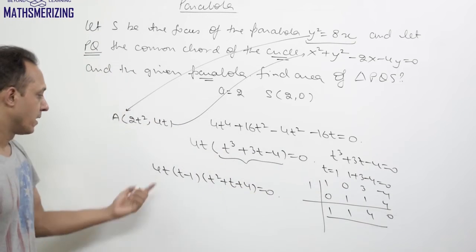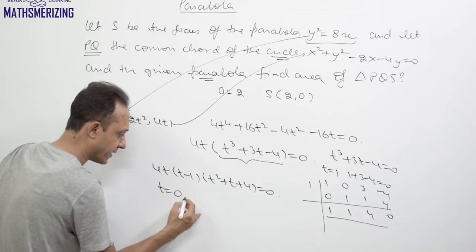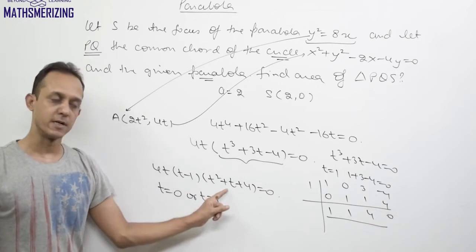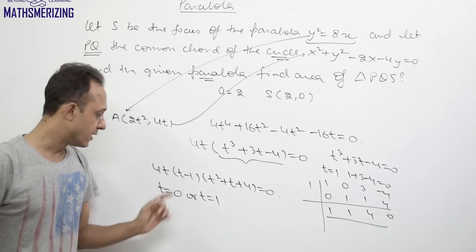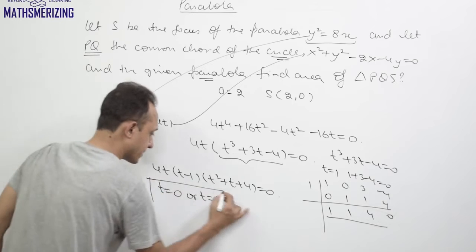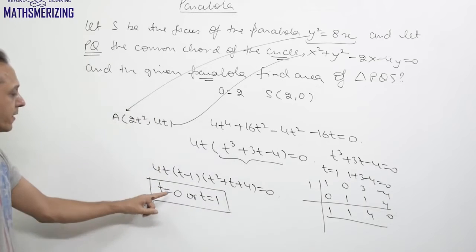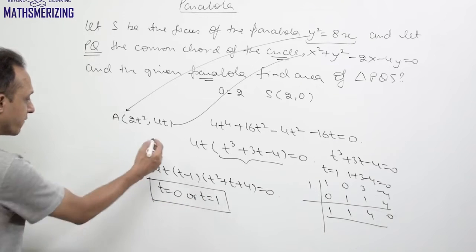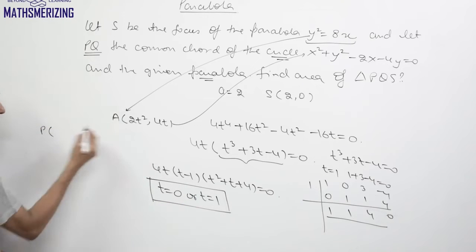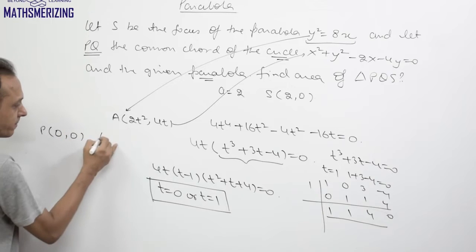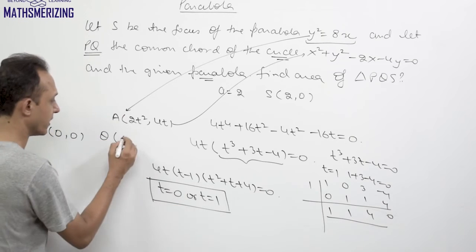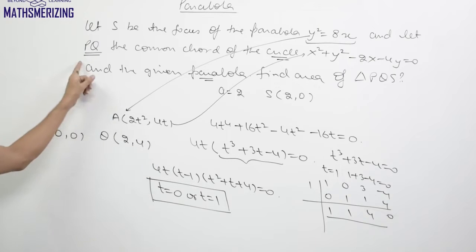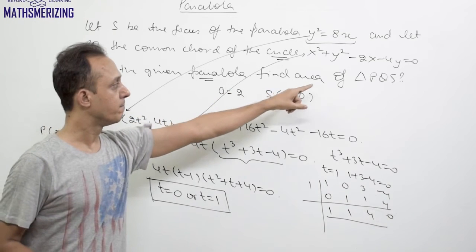Now the value of t can be either 0 or 1. From this quadratic expression, we are not getting any real values of t. So the points of intersection of this circle and parabola are when the value of t is either 0 or 1. If we put t as 0, we'll get P, so P is (0, 0). If I put t as 1, then Q is (2, 4). So now we need to find the area of this triangle PQS.